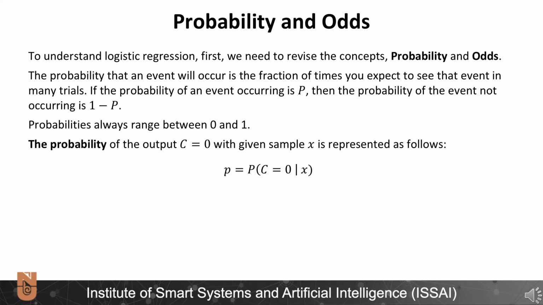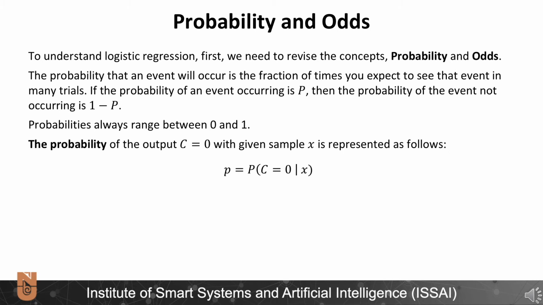To understand logistic regression, first, we need to revise the concepts of probability and odds. The probability that an event will occur is the fraction of times you expect to see that event in many trials. If the probability of an event occurring is p, then the probability of the event not occurring is 1 minus p.